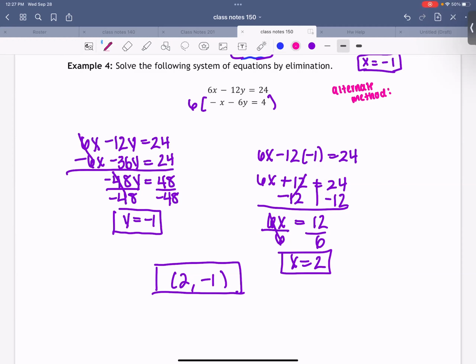You could also see that the 12y and the 6y differ by a factor of 2, right? So you could have multiplied the bottom equation by 2 to make the 6 and the 12 match. But since they're both negative, maybe I might want to multiply by a -2 to make one of them negative and one of them positive. So that would have been okay. Any questions on example 4?